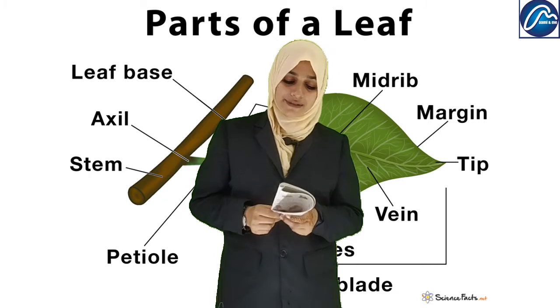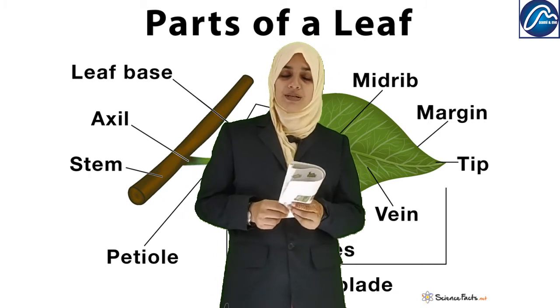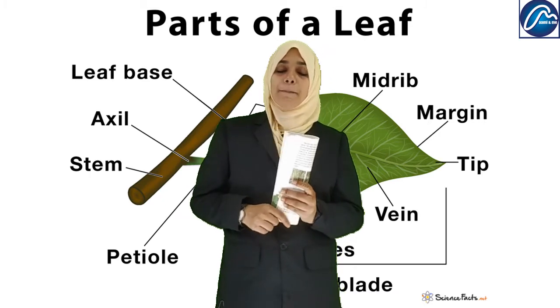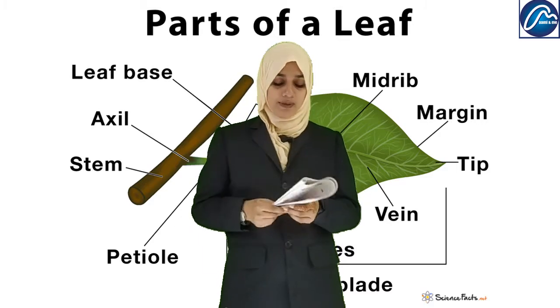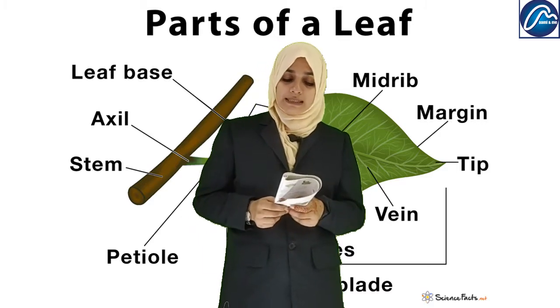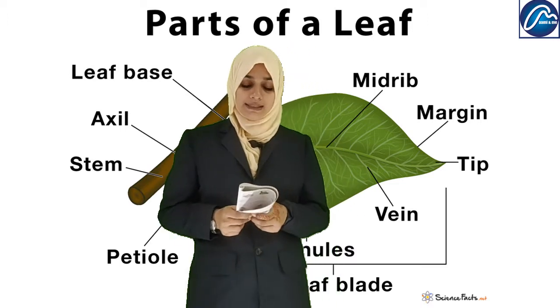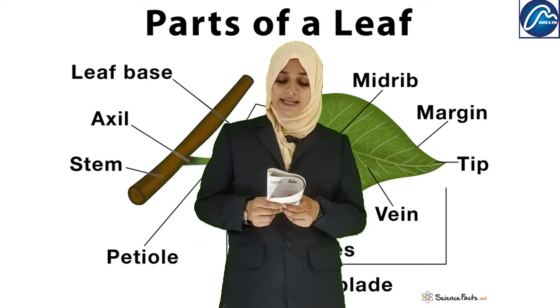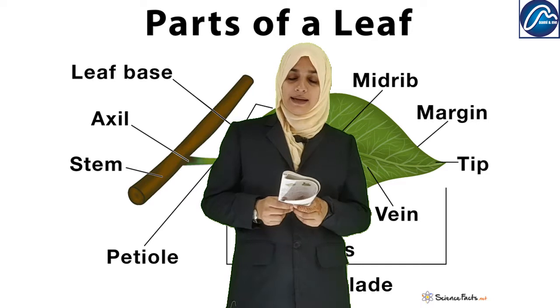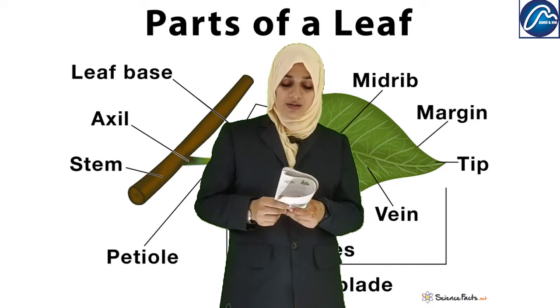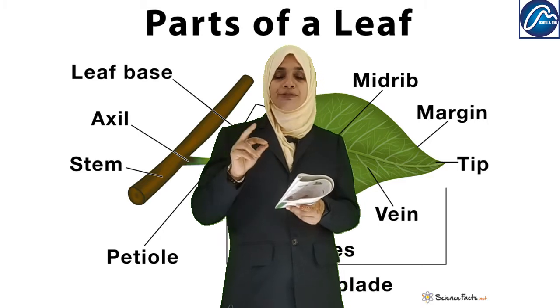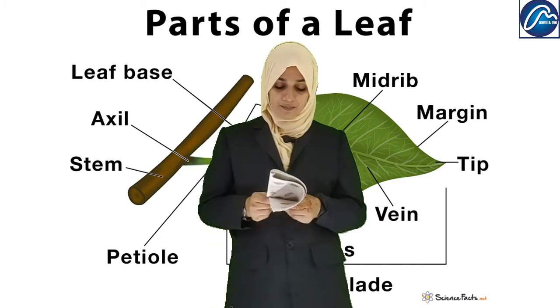A number of side veins branch out from the main vein. There are so many side veins. These veins carry water to the leaves. The leaf is attached to the branch by a stalk.